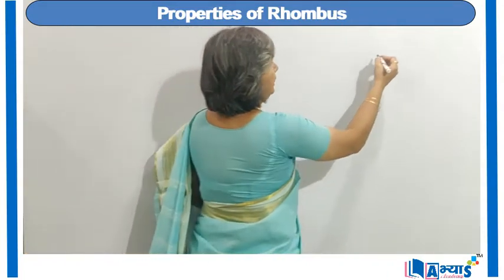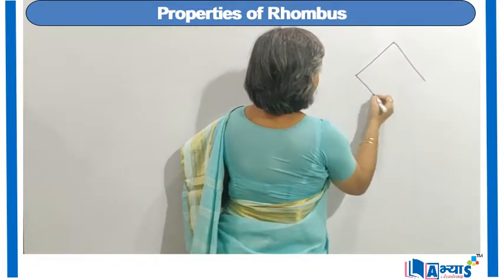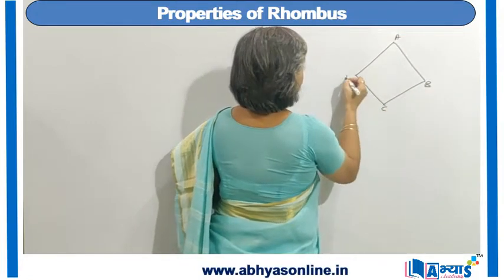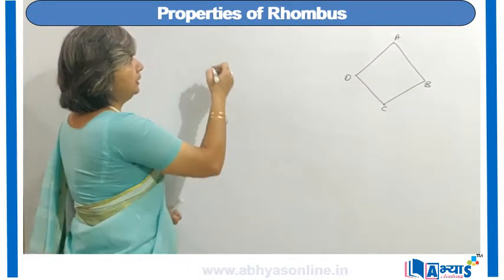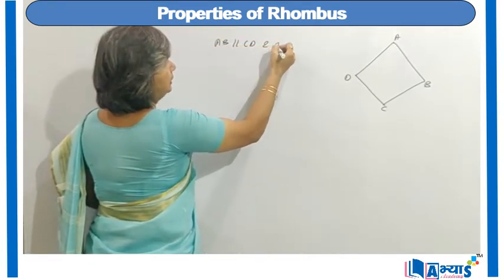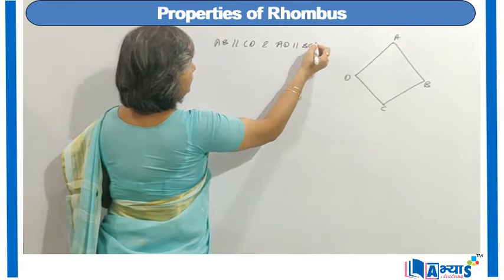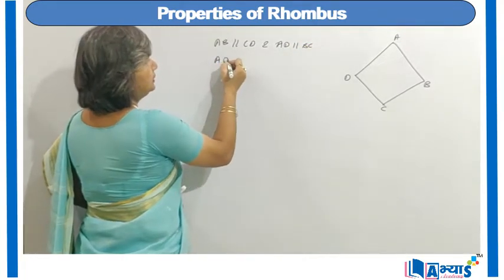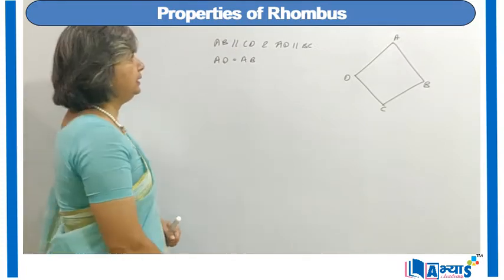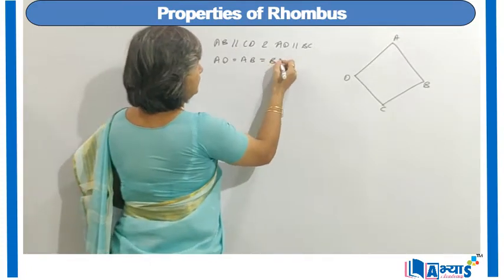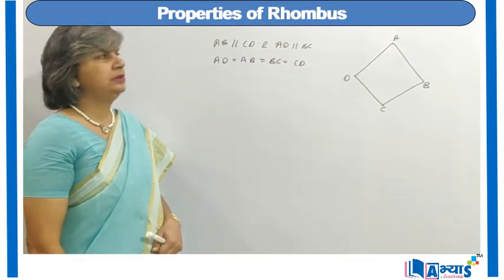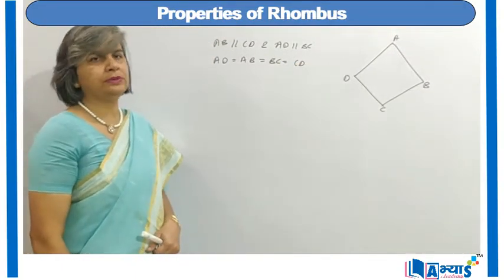So if we say that ABCD is a rhombus, then AB is parallel to CD and AD is parallel to BC. Moreover, AD is equal to AB. That means the adjacent sides are equal. AD is equal to AB is equal to BC is equal to CD. So ABCD will be a rhombus. So these are the certain properties of a rhombus.